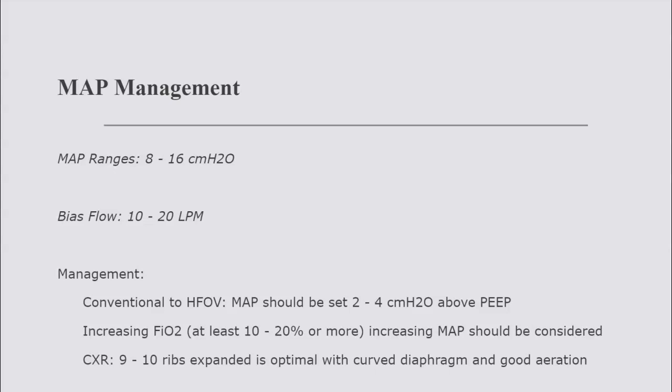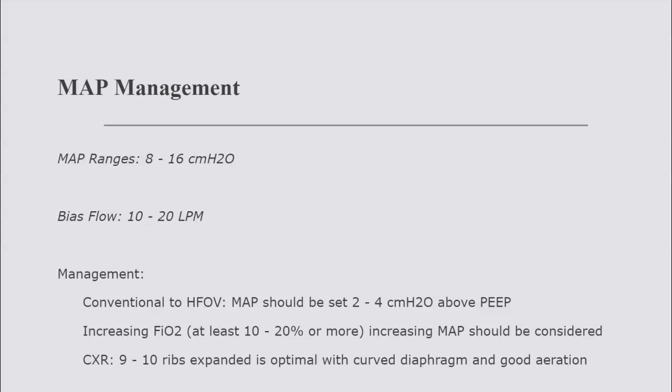So you can use a bias flow setting. This is between 10 to 20. Again, I am all about going in the middle and adjusting up and down as I need. I like to have my bias flow around 15 when I'm calibrating my oscillator and the circuit.